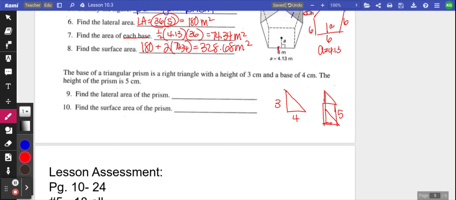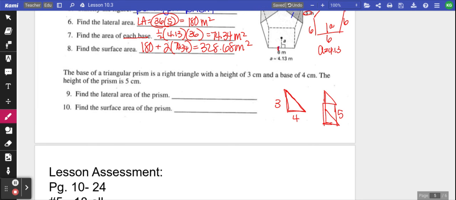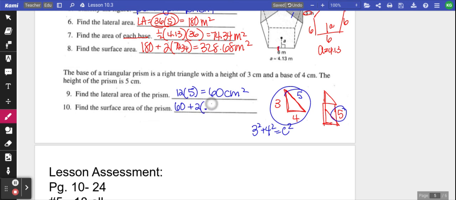Well, in order to find the lateral area, I'll have to do the perimeter of the base, which I don't have the hypotenuse. So I can solve for that by the Pythagorean theorem, which then will give me the hypotenuse as 5. 3 plus 4 plus 5 is 12 times the height of our prism, which is 5. So the lateral area is 60 centimeters squared. Now for the surface area, I'll have to do 60 plus 2 of these. So 2 of the half base times height. And so my total is going to be 72 centimeters squared.